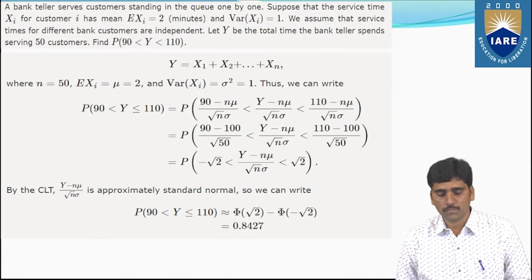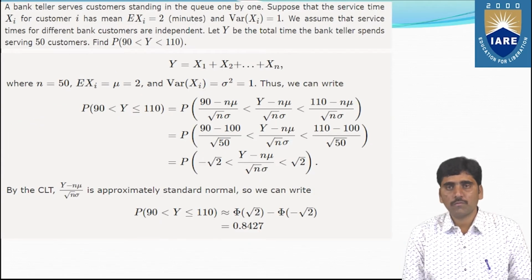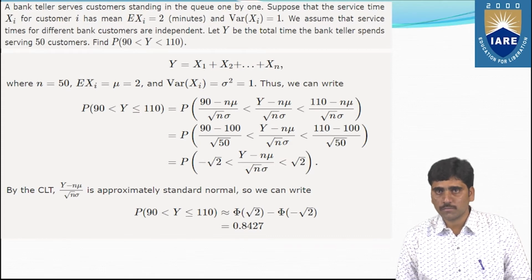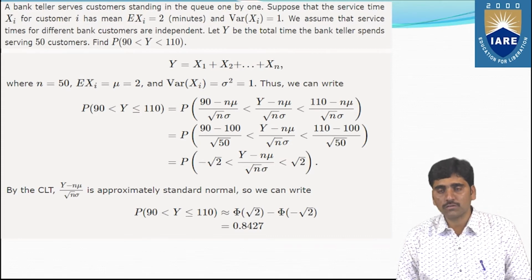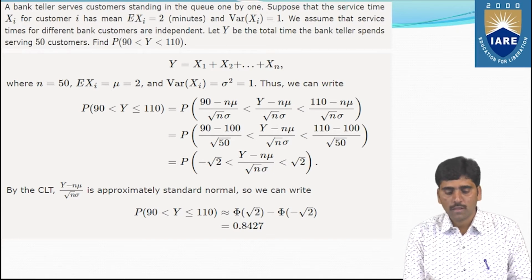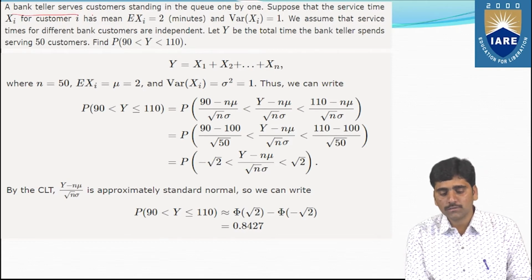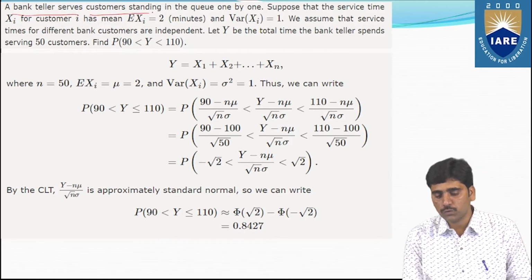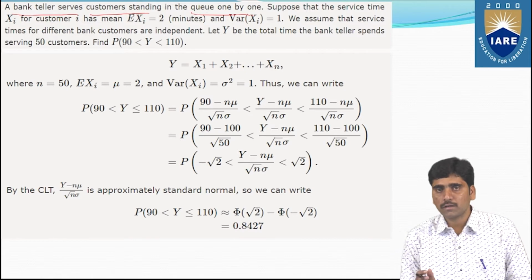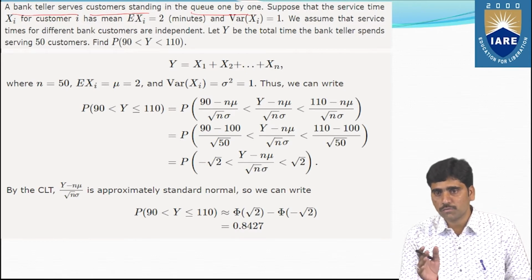We'll see one problem, from which we are going to apply the central limit theorem and find the normal distribution probability. See here, a bank teller serves customers standing in the queue one by one. The customers are formed in a line, or a queue.